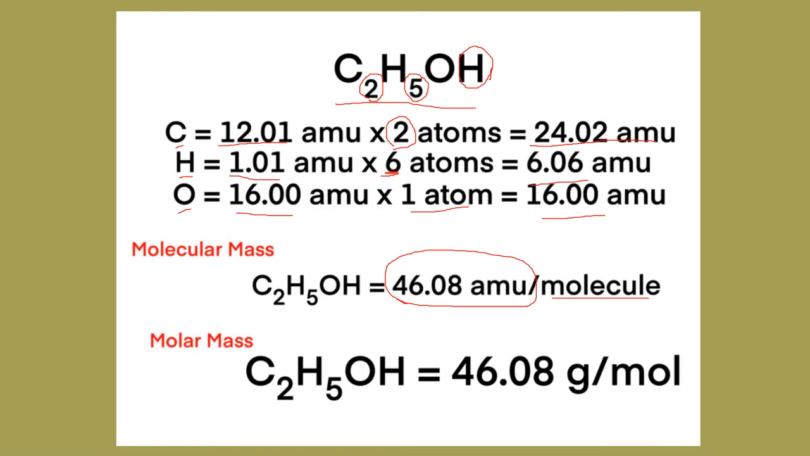So, one molecule of ethyl alcohol has a molecular mass of 46.08 AMU. And given that, you can use it for expressing the molar mass, 46.08, and use the grams and per mole units, meaning there are 46.08 grams in 1 mole of ethyl alcohol.